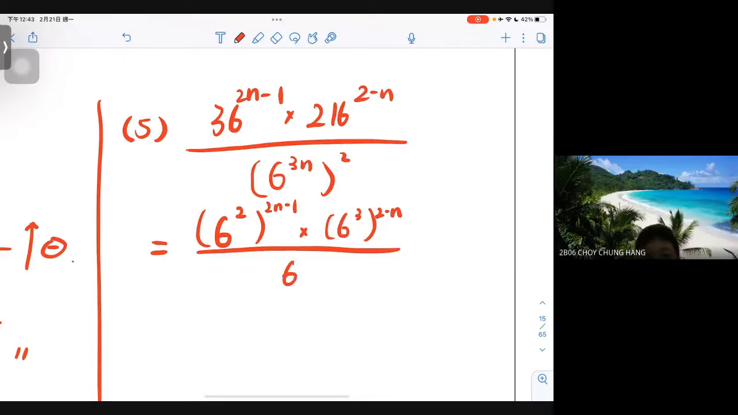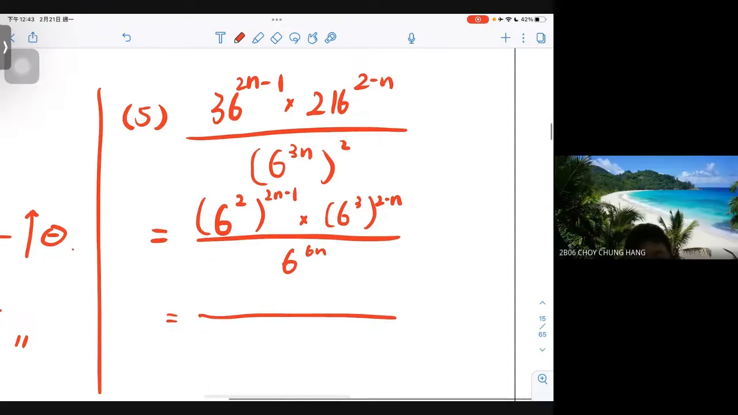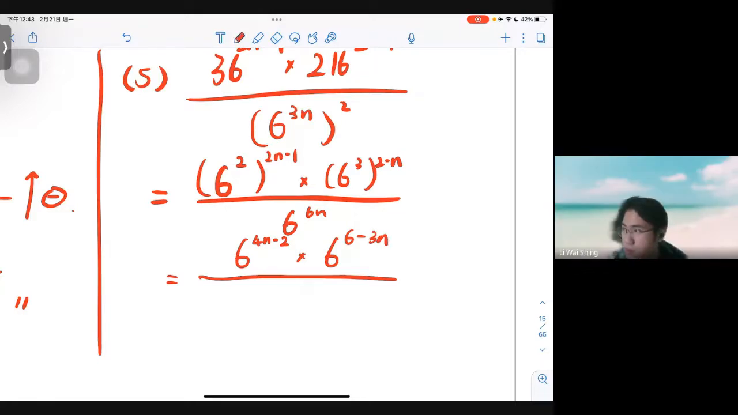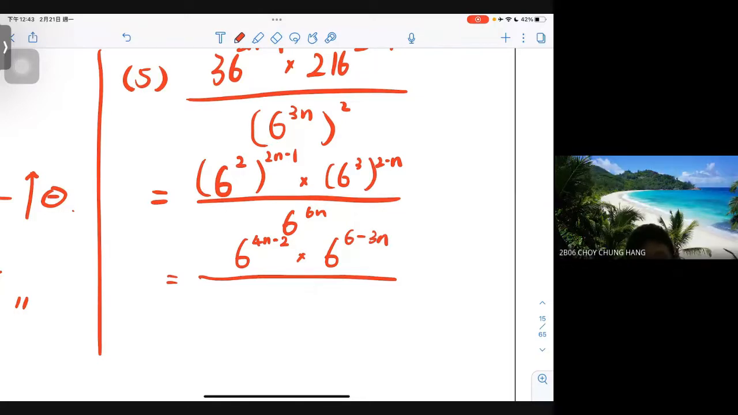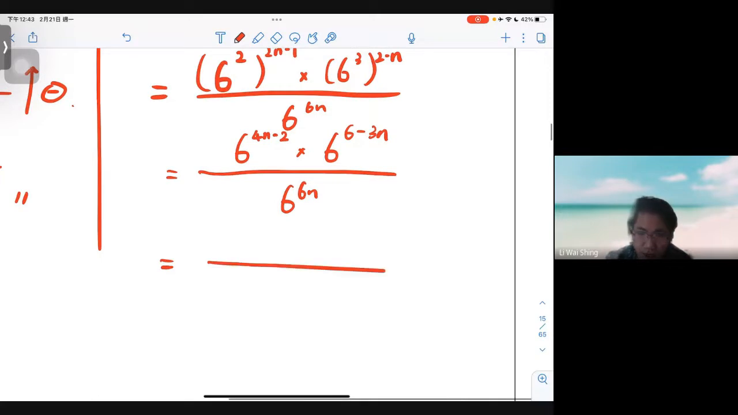6 to the power of 6n. Very good. Okay, next step, please. 6 to the power of 4n minus 2, times 6 to the power of 6 minus 6n, 3n. No change in the denominator. Okay, so the next step, please.